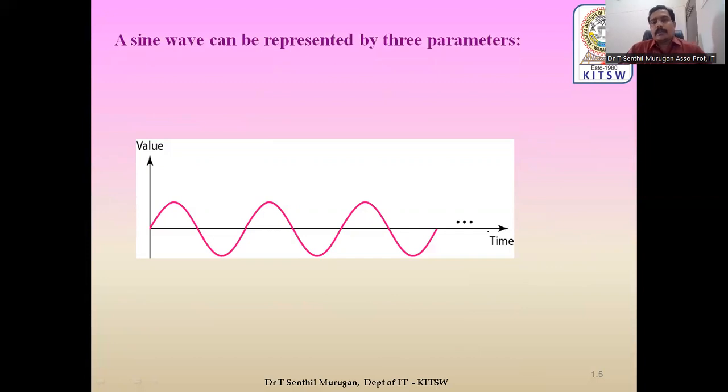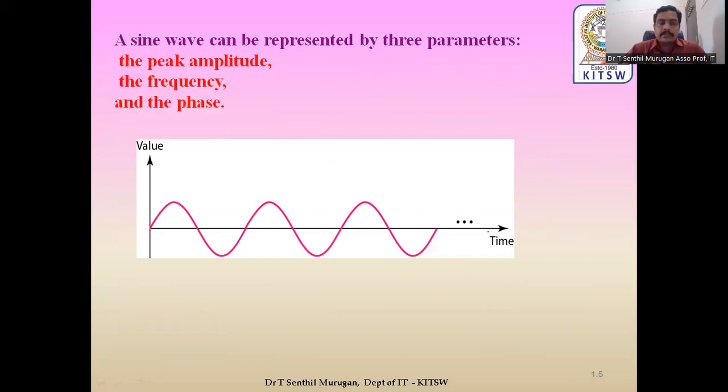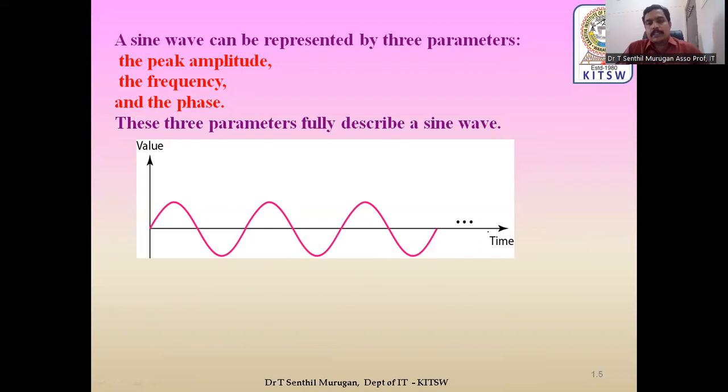So a sine wave can be represented by analog signals. What are the terms used in this sine wave? Peak amplitude, frequency of the wave, and phase of the wave. These three things we are going to discuss in this video. These three parameters fully describe a sine wave.